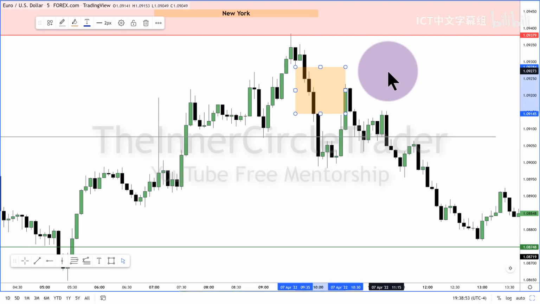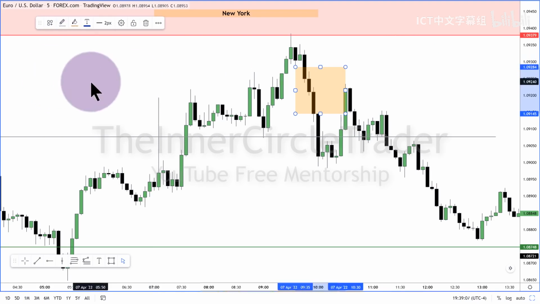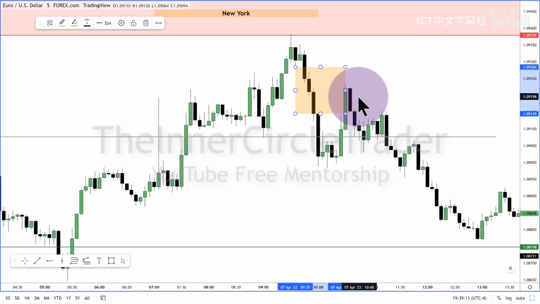That's why it's not supply and demand. Okay, there's specific rules. I'm going to cut through candles. Supply and demand requires fresh zones. Okay, that's nonsense. I have no affinity for anything like that. I'll cut through fractals and go through and find something over here and still trade on it. So it violates the supply and demand theory right there.